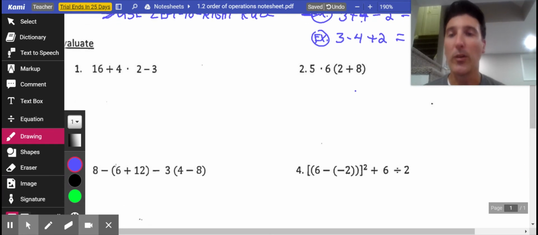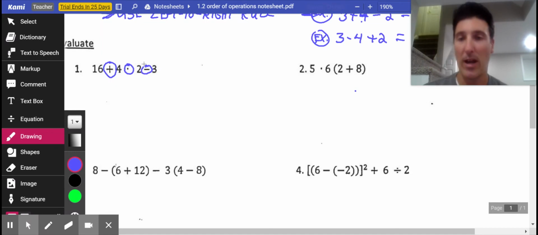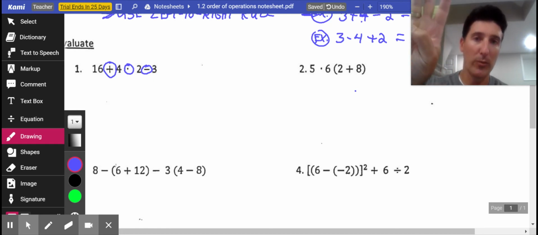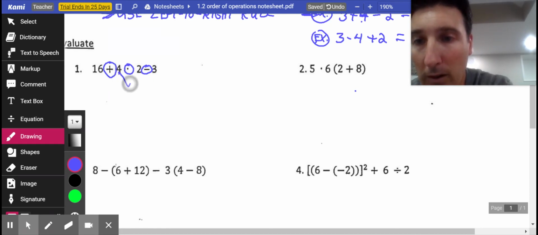So if we look at number 1, what we want to highlight are all the operations. I have a plus. This dot means multiplication, and then I have the subtraction symbol. Addition and subtraction, they're the fourth priority. Multiplication is the third, so multiplication wins. You do that first. So we're going to do 4 times 2, which is 8.